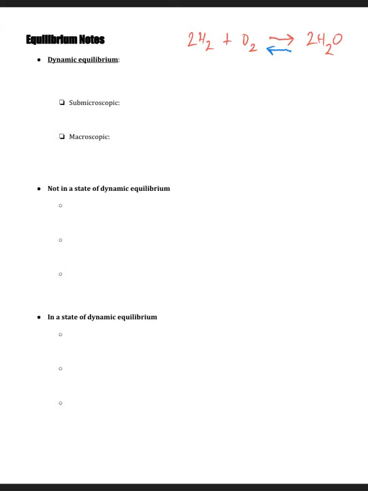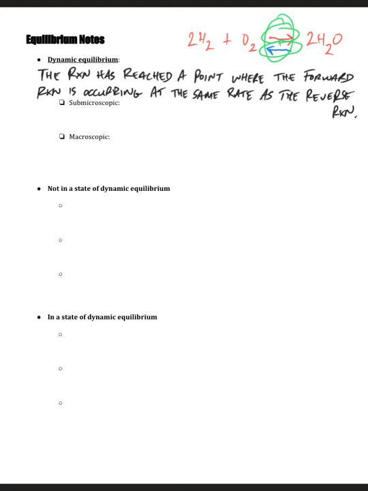Some of these reactions can be at what's called dynamic equilibrium, which is represented by these arrows going in both directions. This one meaning the forward reaction, and this one meaning the reverse reaction. So what is dynamic equilibrium? Dynamic equilibrium is where the reaction has reached a point where the forward reaction, represented by this forward arrow, so H2 and O2 making water, is occurring at the same rate, being a very important word here, as the reverse reaction, represented by the arrow going backwards, meaning water is now the reactant making oxygen and hydrogen.